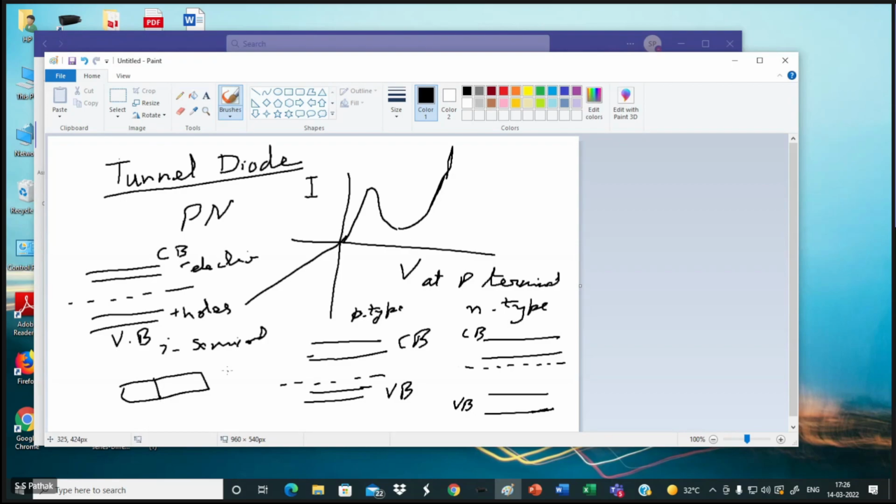by fusing the two together, the Fermi level should come in line, in one line. As a result, this one goes down in the energy level, and this one goes up in the energy level. So your connection becomes something like that, and transition takes place something like this.